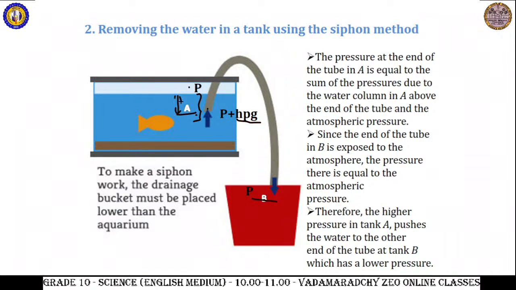Likewise, at the surface at point B, the pressure is atmospheric pressure. So at point A there will be a higher pressure, and at point B there is a lower pressure. So water is going to move from the higher pressure to the lower pressure. That is the second application of atmospheric pressure.